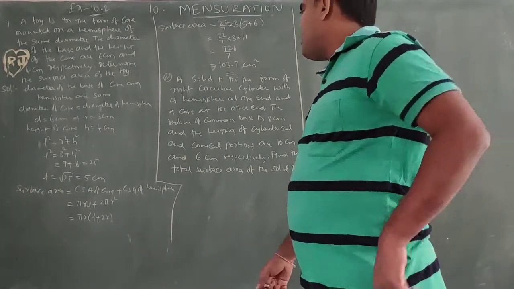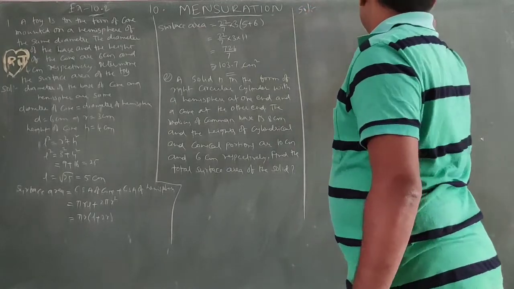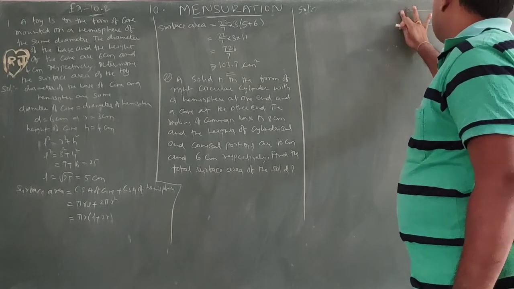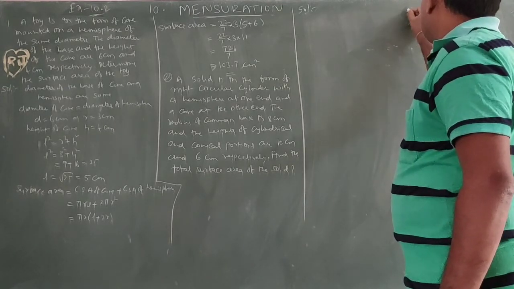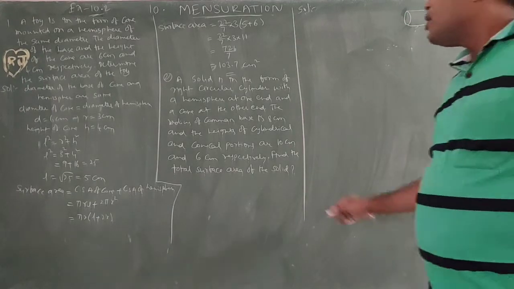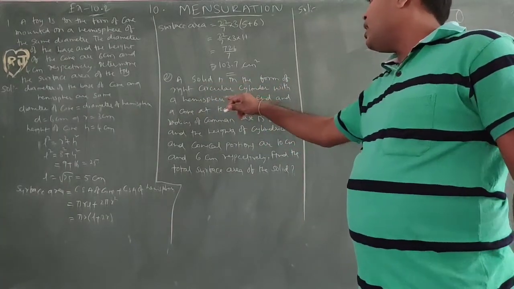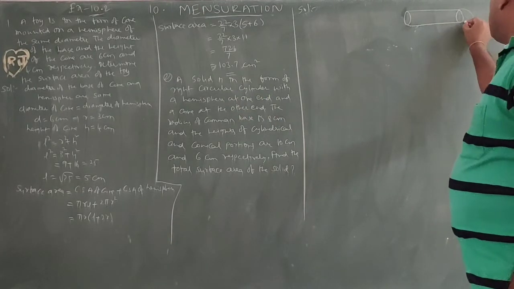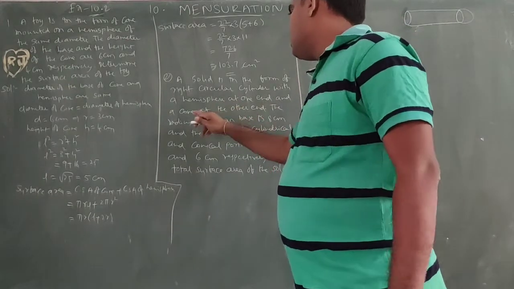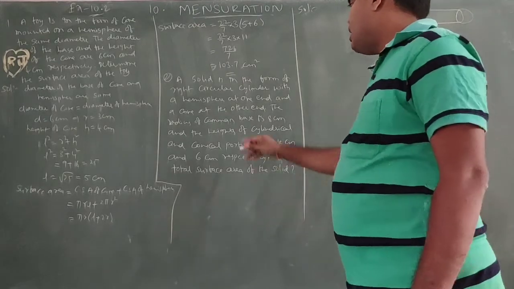A solid is in the form of a right circular cylinder. So let us consider the solution. This is the right circular cylinder, with a hemisphere at one end. So this is the hemisphere at one end. Next, a cone at the other end.